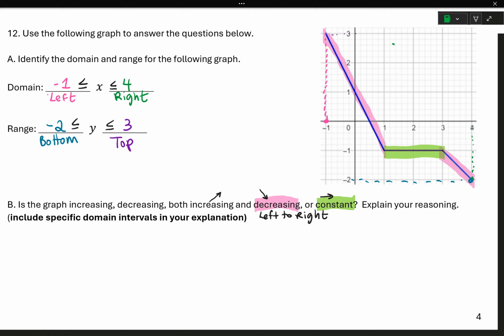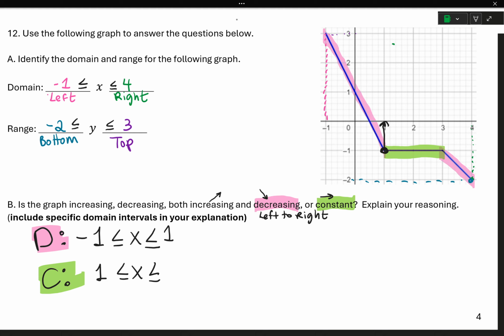So we are first decreasing, which I highlighted in pink, from -1. I'm going to use those same inequality symbols to mean in between. And it goes all the way to right here, which is at +1. Then I'm constant. It looks like I start being constant at 1, exactly where I stopped decreasing. And then I stop being constant at 3.